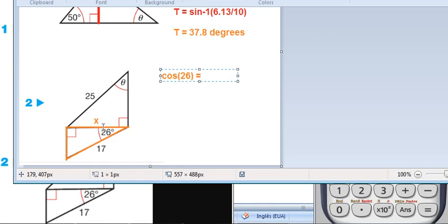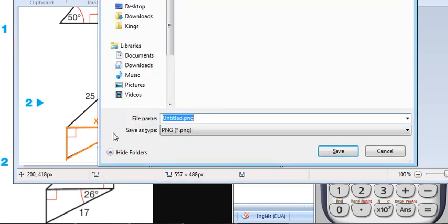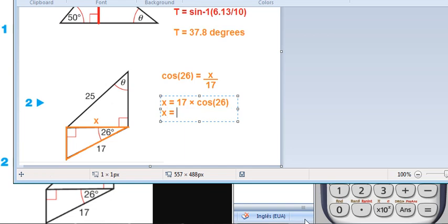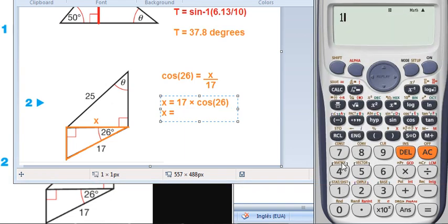So the adjacent side is the side that we don't know. So this is going to be x, divided by 17, the hypotenuse. So x is going to be equal to 17 times the cosine of 26. So x, let's go, 17 times the cosine of 26.